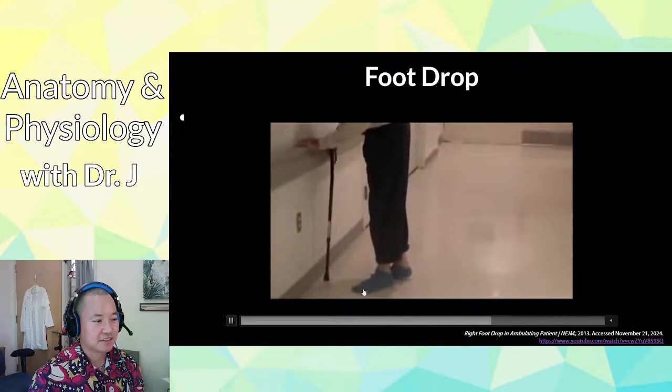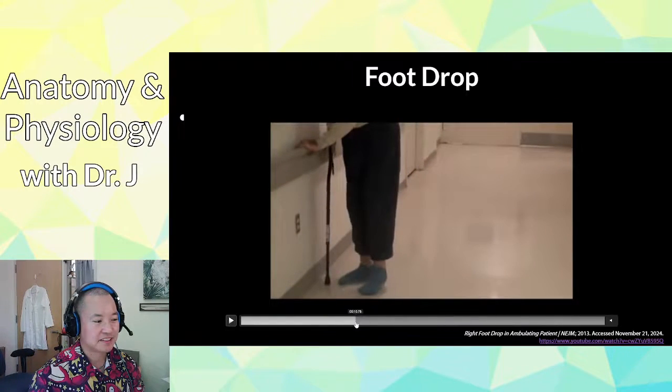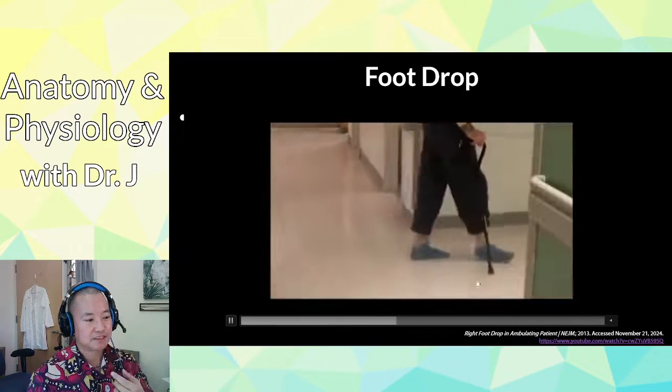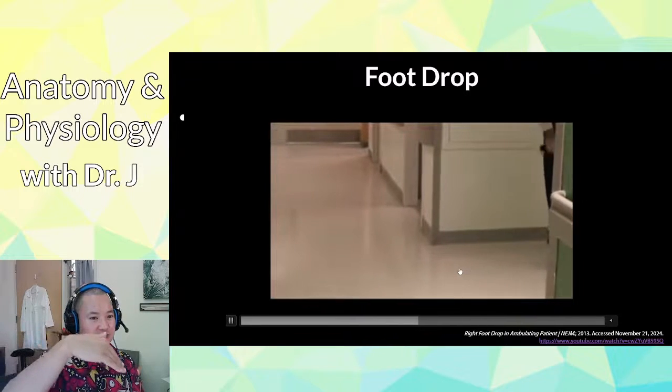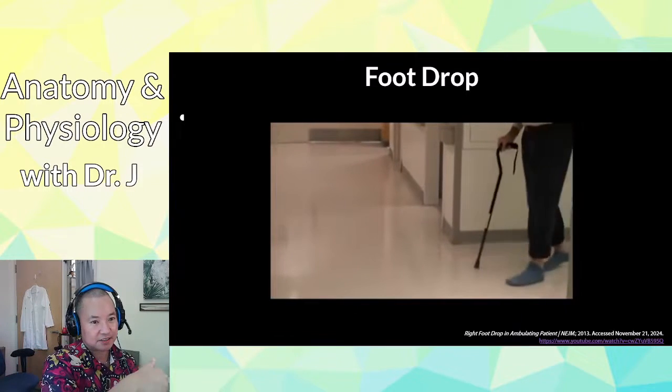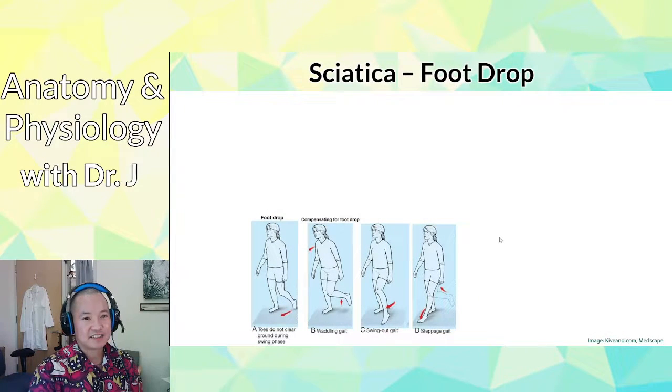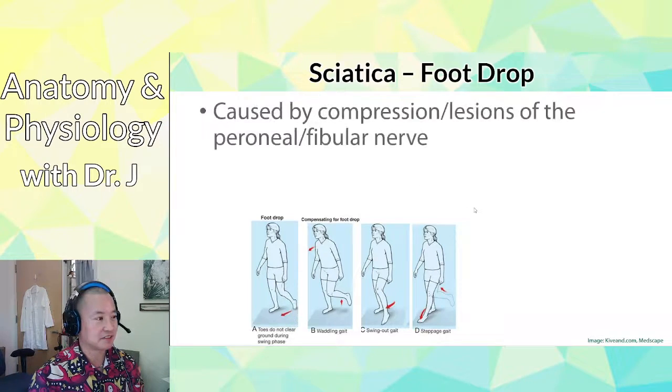If you look at the left foot right here, when they take a step, they are able to lift it off the ground. But notice on the right foot, the toes stay limp and dragging along the floor, and that's called foot drop. So sciatica is due to compression of the sciatic nerve. That's going to cause the sensory signals, the pain and the numbness, but it's also going to affect the control of muscles of the lower limb.